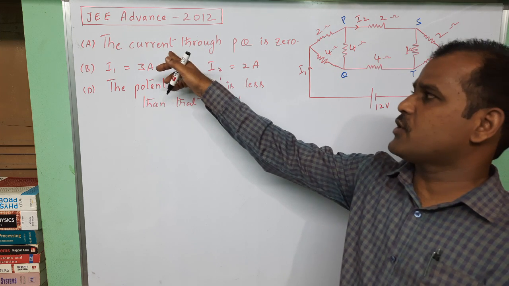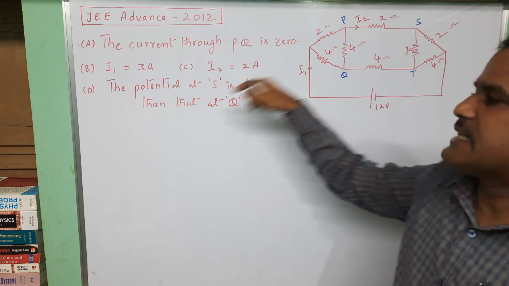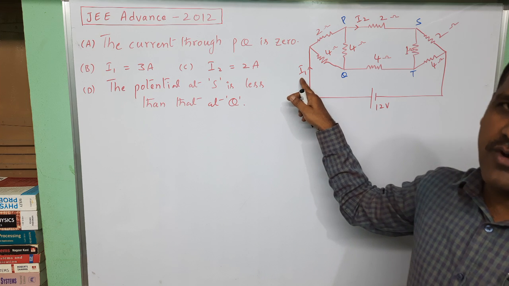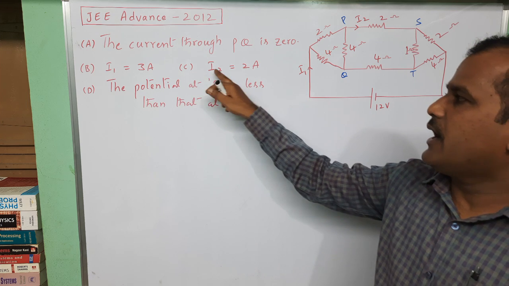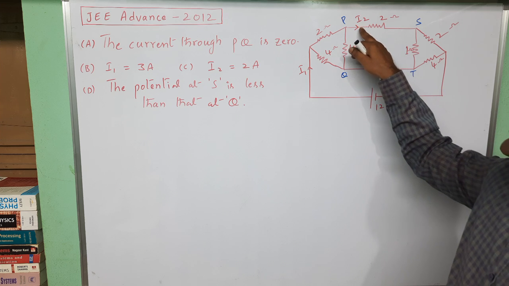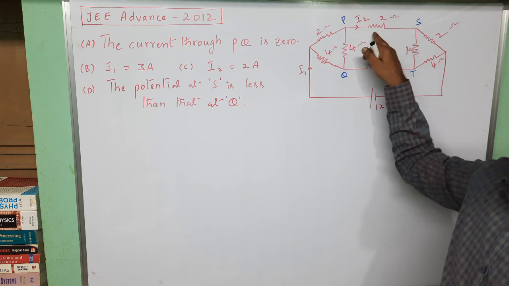The first statement is about current through PQ is 0. What about the current in this branch? Second statement, I1 is equal to 3 amps. That means what is the current in the circuit flowing? Next, I2 is 2 amperes. 2 ampere should be flowing through this branch. I2 is the current through 2 ohms branch.